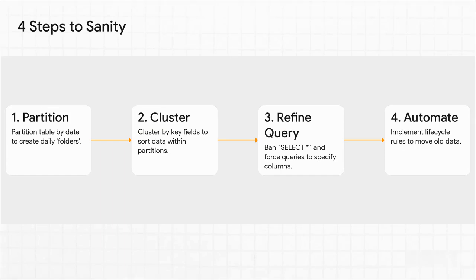So let's be the hero. How do we fix it? Well, it's a simple 4-step takedown. First, we partition the table by date. Think of this like putting your data into separate folders for each day. Now the query only has to look in one folder. Then we cluster by something like a customer ID. That's like sorting the files inside the folder, making things even faster. Step 3, we ban select star and force everyone to ask only for the columns they need. And finally, we automate the boring stuff by setting up lifecycle rules to move old data to cheaper storage.